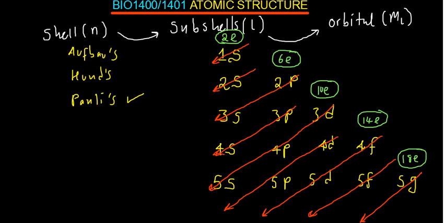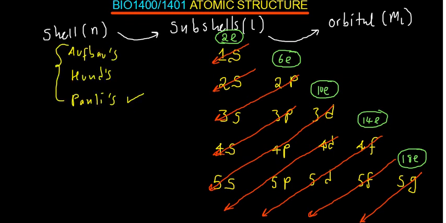So, the Pauli's exclusion principle will tell you that no two electrons in the same atom should have the same set of four quantum numbers. Now, I don't want you to understand that for now. So, I don't want to explain this. I don't want you to know.